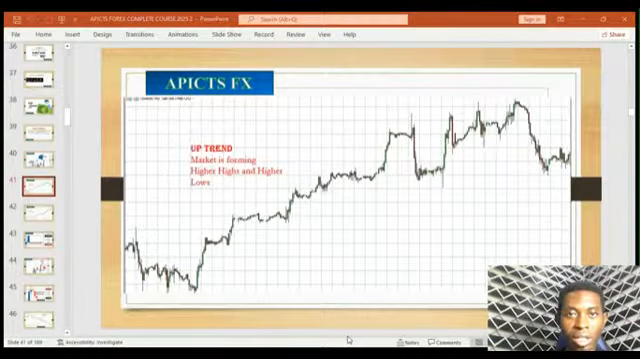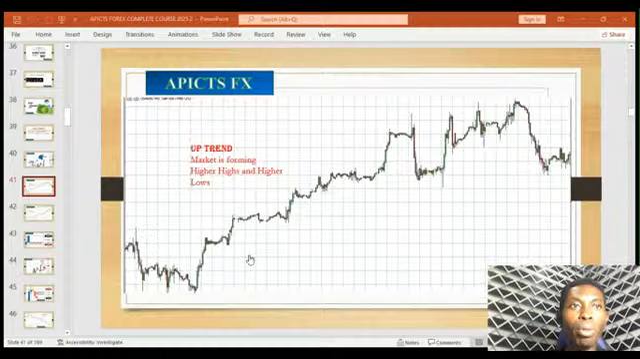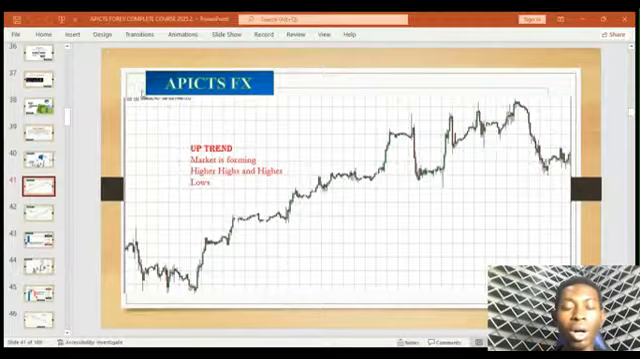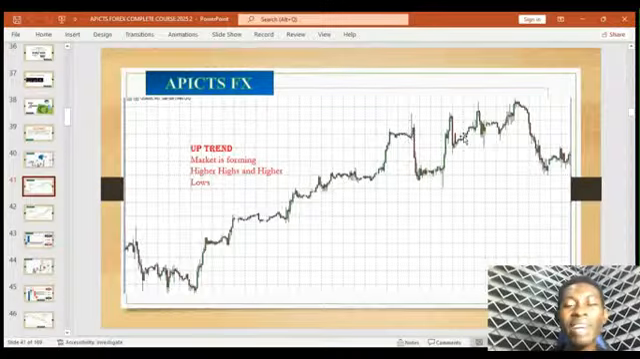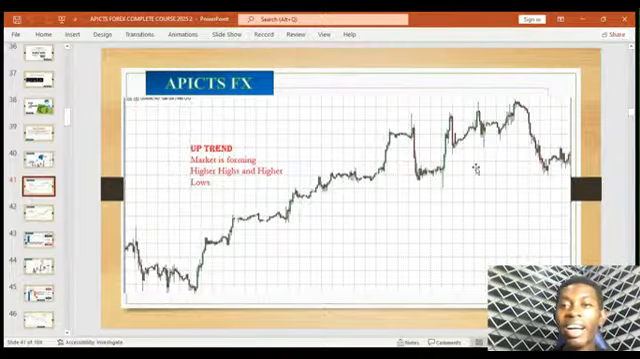So in that kind of market, what do you do? You are looking for the opportunity to buy, period, nothing more. When the market is forming a series of higher highs and higher lows, you are always looking for the opportunity to buy. Look at a market like this. You should never think of selling on this kind of market. You should never, ever think of selling. You should just think of buying.